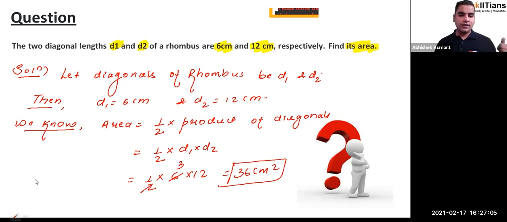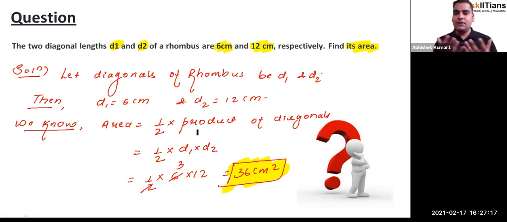That's it. Here we were already provided the length of the diagonals, so it was very easy for us to calculate the area. We just have to apply the formula, which is 1 by 2 into the product of diagonals, and we got our area. Please go through it. Ask me if you have any query.